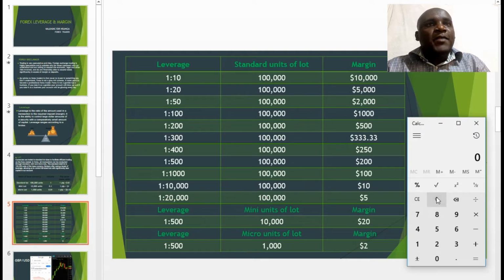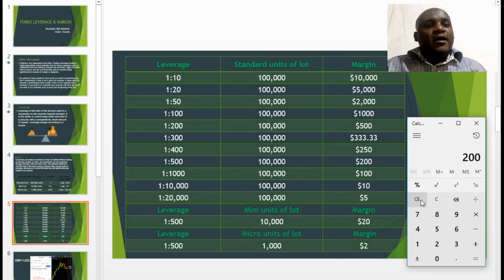Again, if I open a standard account with a broker offering me a leverage of 1 to 500, it is 100,000 divided by 500, and it's going to give me $200.